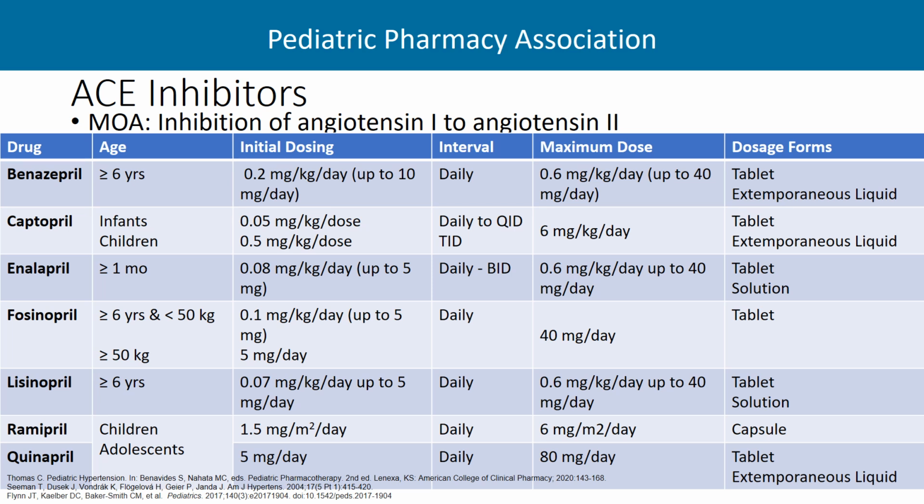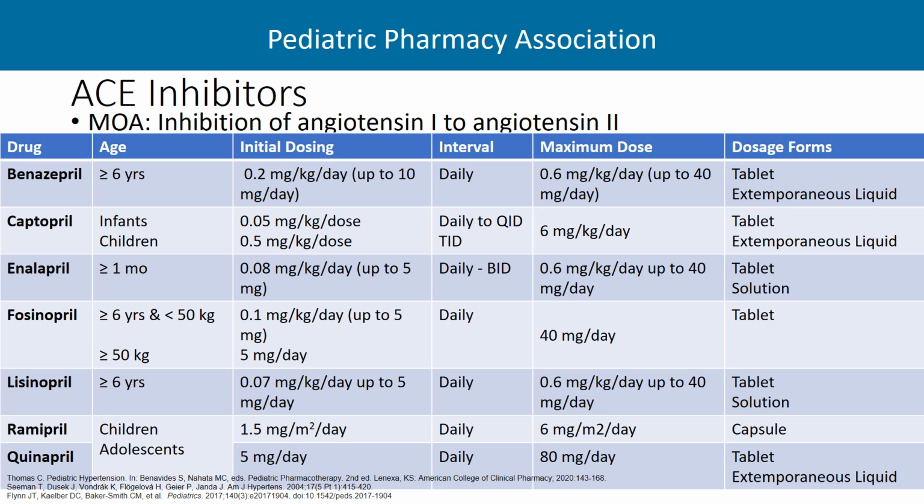These tables are meant only as a summary and have been compressed for formatting. These tables should not be used for clinical practice, but I would like to provide you an overview of the different agents available, listing the different drugs, the age groups they're generally used in, initial dosing, how frequently we give these different agents, the maximum doses, as well as the dosage forms that are available.